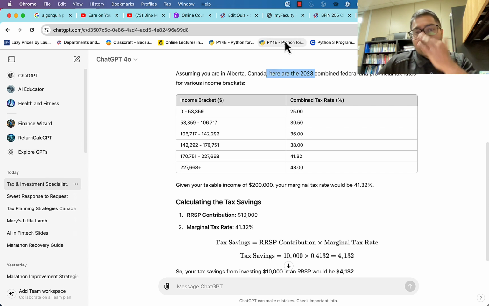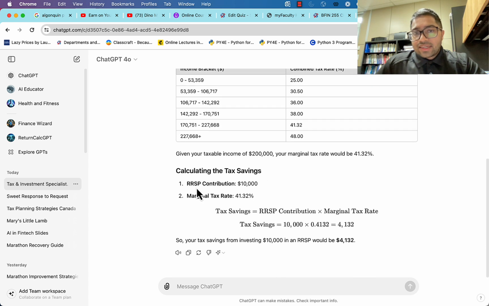because based on my past interactions, it already knows that I am in Alberta. Otherwise you have to provide it more context. If it did not guess that you were living in Alberta, you would have to provide that context. So these were the income brackets and these were the tax rates. It is calculating $10,000. It calculated my marginal tax rate based on my income. Then it calculated RRSP contribution times my marginal tax rate. 4132 is the tax savings that I would receive.